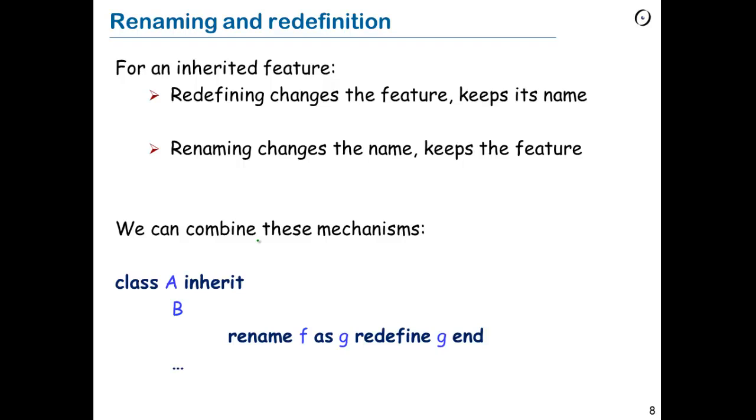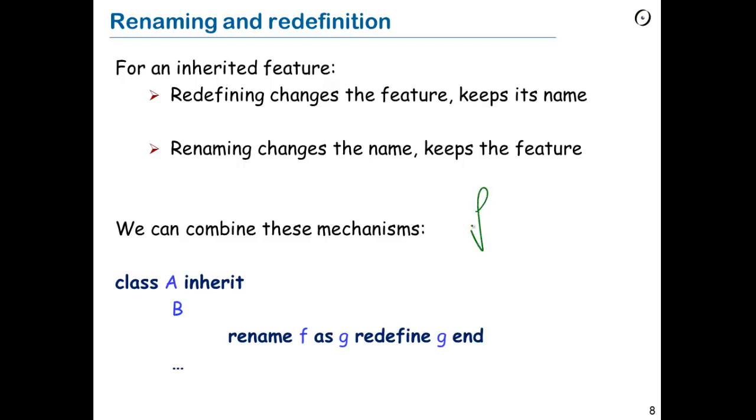So we'll see this in more detail in the next segment or two, but coming back to the general rule, let's compare renaming and redefinition, because we have seen that there is renaming, but before that we had seen the mechanism of redefinition. It's interesting to see that these have complementary roles. For an inherited feature, you can redefine it, meaning that you change the feature, but you don't change the name. Remember this mapping, the mapping between names and features. Well, in that mapping, redefinition changes the stuff on the right.